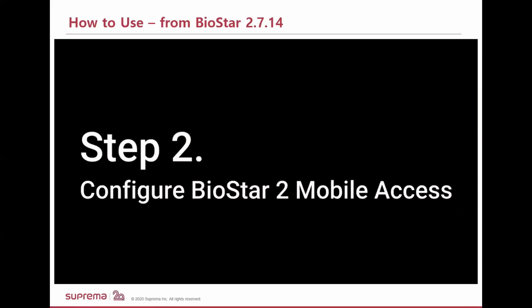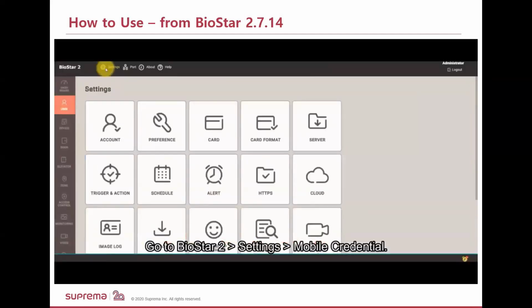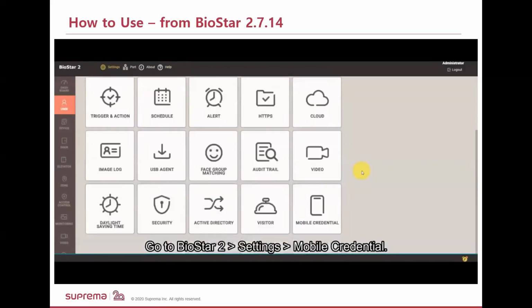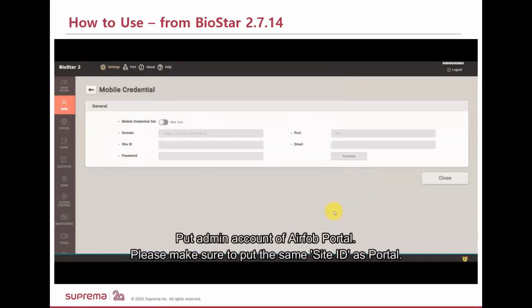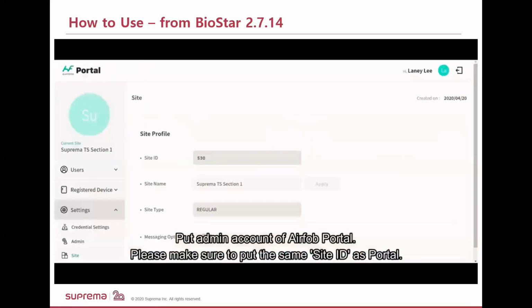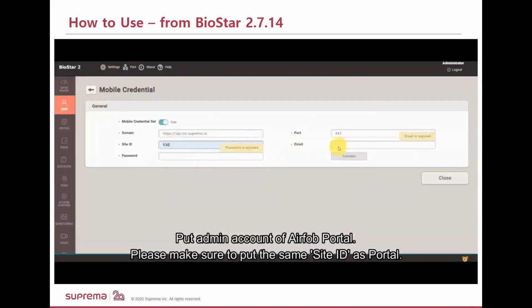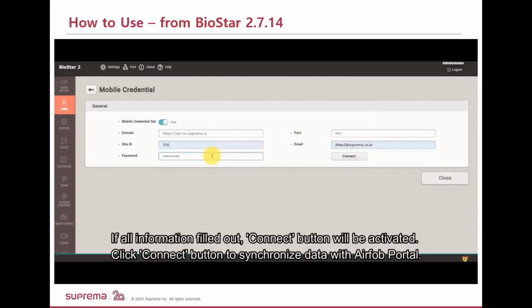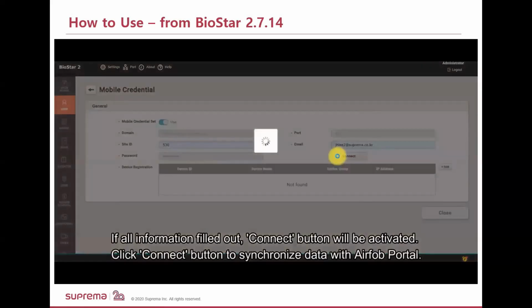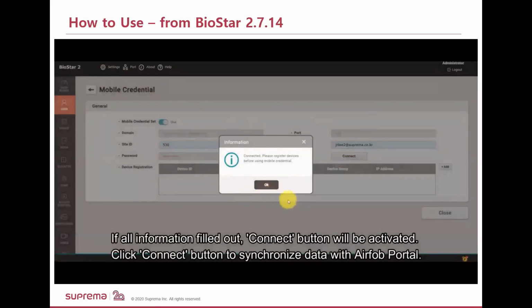Step 2. Configure BioStar 2 mobile access. Go to BioStar 2, Settings, Mobile Credential. Put in the admin account of the AirPod portal. Please make sure to put the same site ID as the portal. If all information is filled out, the Connect button will be activated. Click the Connect button to synchronize data with the AirPod portal.